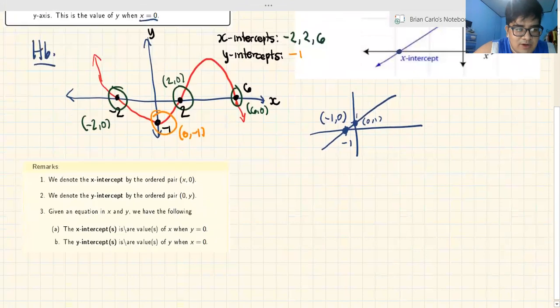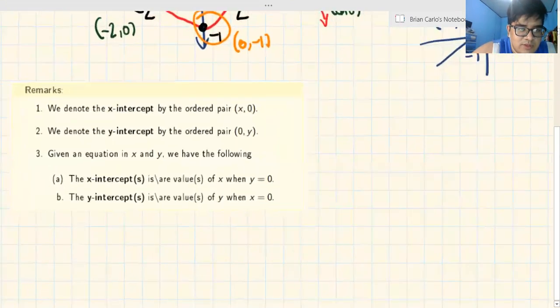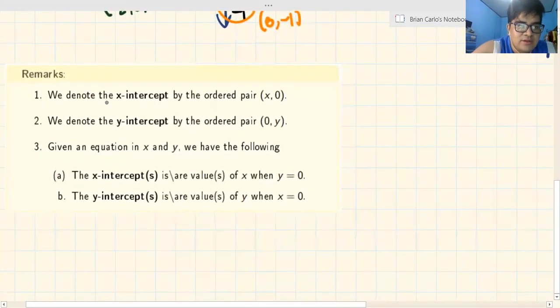Ngayon, may remark tayo. Let's zoom in a little bit. We denote the x-intercept by the ordered pair x, 0. Tama, di ba? Ganun yung ginawa natin kanina doon sa taas.